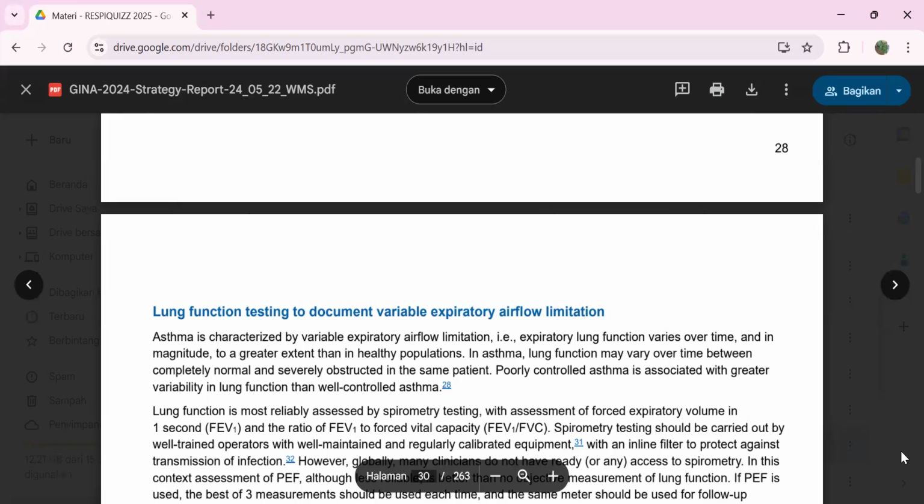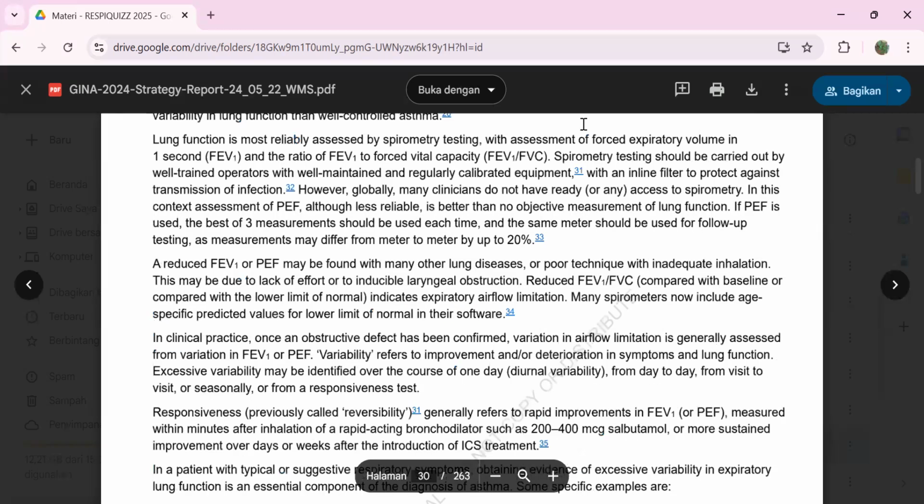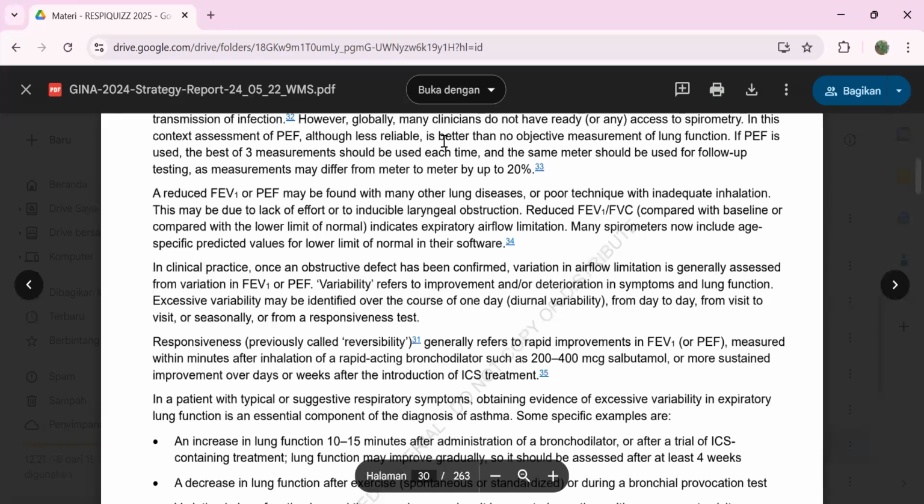In this context, assessment of PEF, although less reliable, is better than no objective measurement of lung function. If PEF is used, the best of three measurements should be used each time, and the same method should be used for follow-up testing, as measurements may differ from method to method by up to 20%.